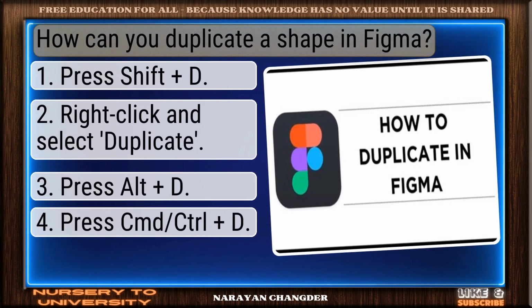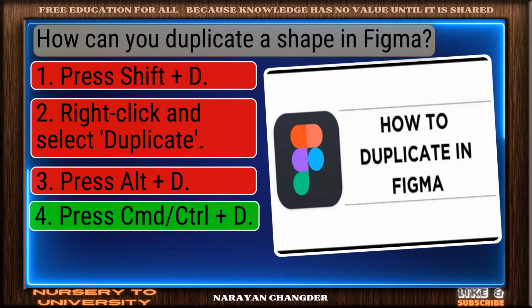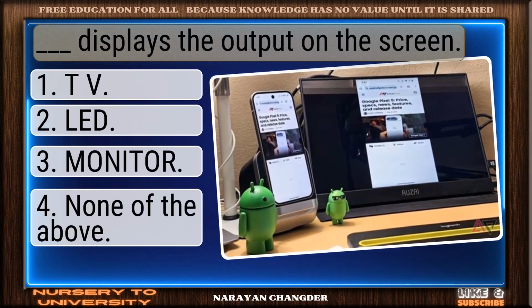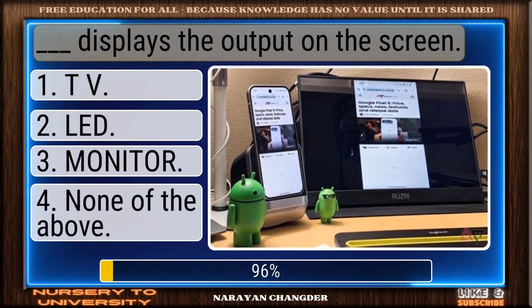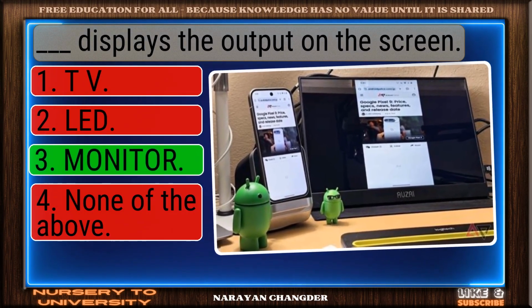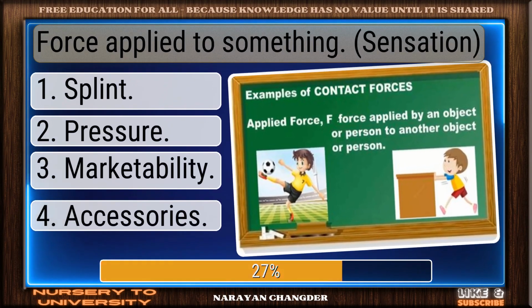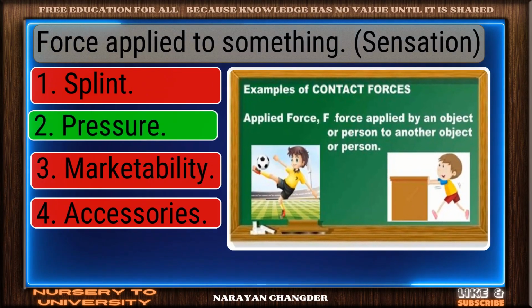How can you duplicate a shape in Figma? Smart pick. Press Ctrl+D is correct. Dash displays the output on the screen. Right again. Monitor is valid. Force applied to something. Good job. Pressure works well.